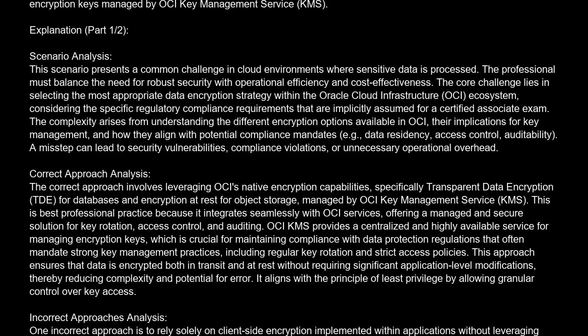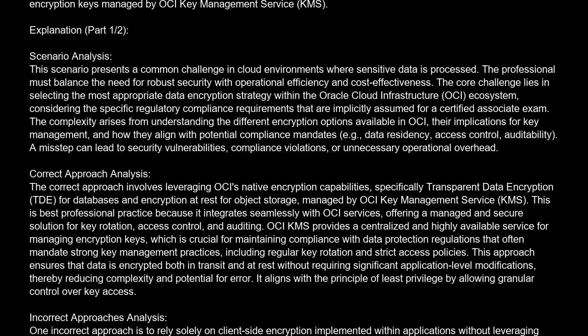Correct approach analysis. The correct approach involves leveraging OCI's native encryption capabilities, specifically transparent data encryption, TDE, for databases and encryption at rest for object storage, managed by OCI Key Management Service, KMS. This is best professional practice because it integrates seamlessly with OCI services, offering a managed and secure solution for key rotation, access control, and auditing.